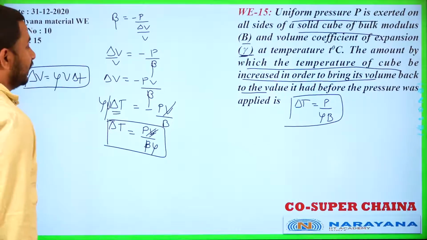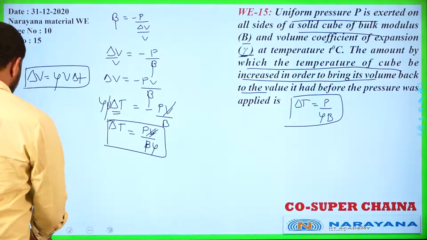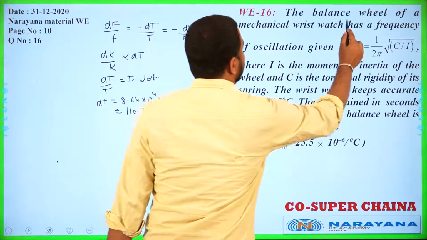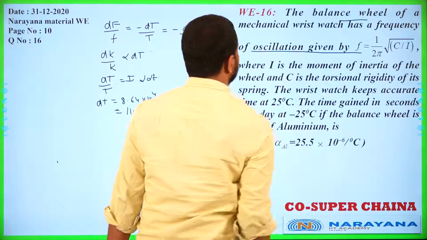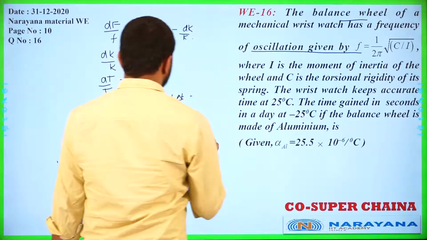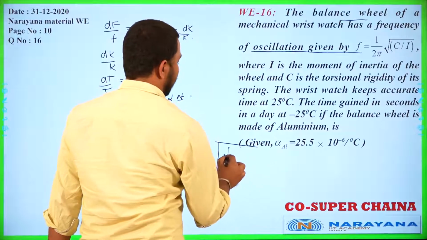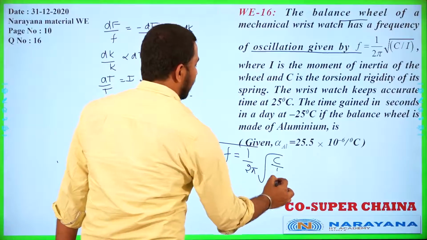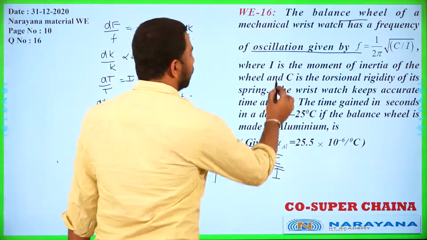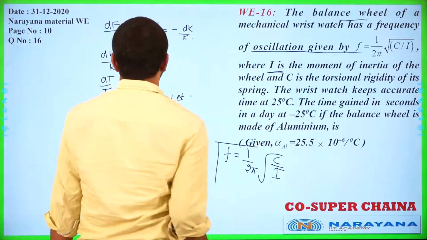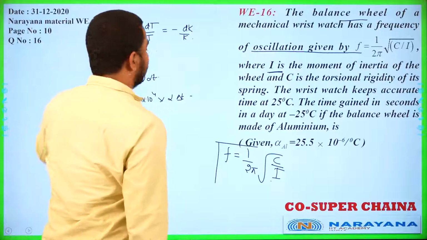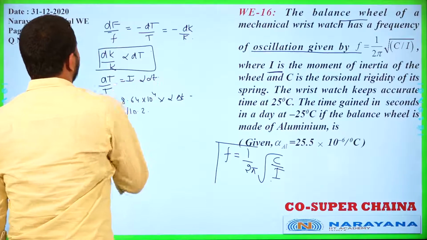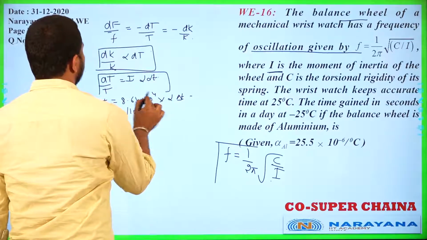So let's move to the next question. Students, here we have a balanced wheel which has a frequency given by f equals 1 by 2 pi root over C by I, where I is the moment of inertia. Just substitute the value of I here. If we have to calculate the change in frequency, delta f by f is equal to this, and from here we get the change delta T by T.